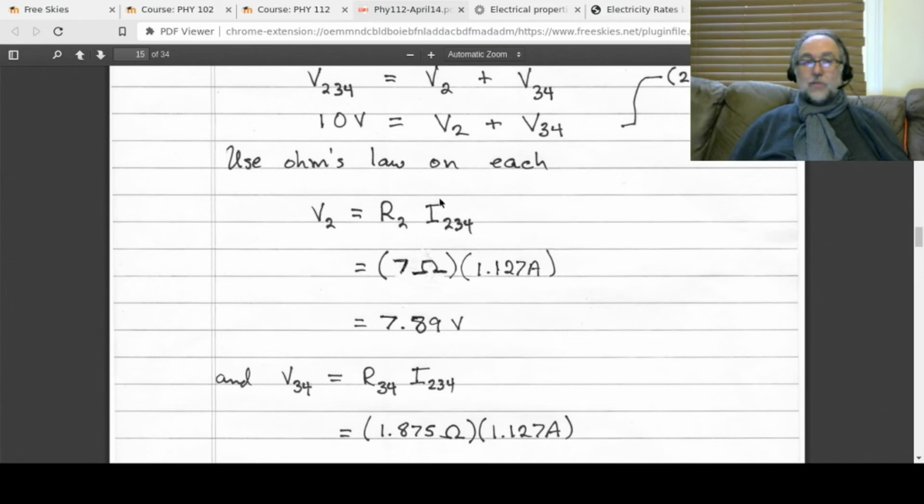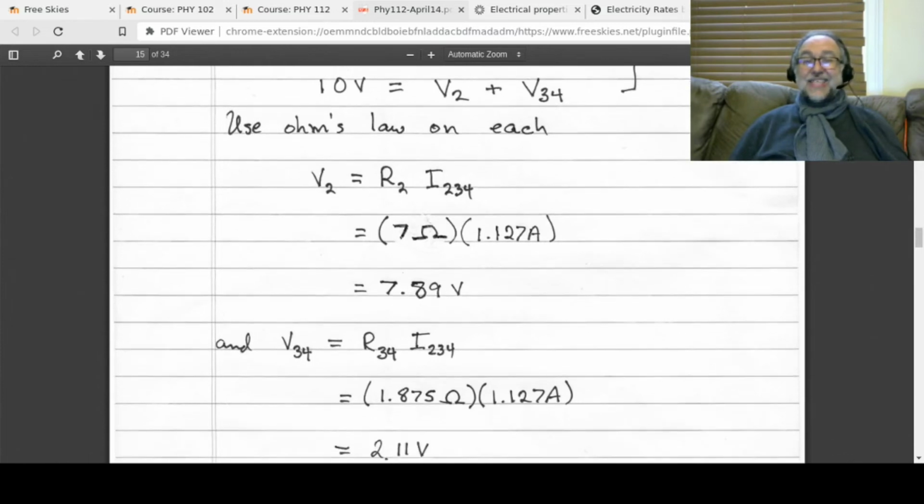And what do you do? You apply Ohm's law to both of them to find the unknown. In this case, the unknown is voltage. Previously, it was the current that was unknown, but that's because they were in parallel. Now they're in series, and so it's the voltages that are unknown. And so the voltage across R2 is just going to be equal to R2 times I234. I don't know why I switched the order here. You could do IR or RI, whatever.